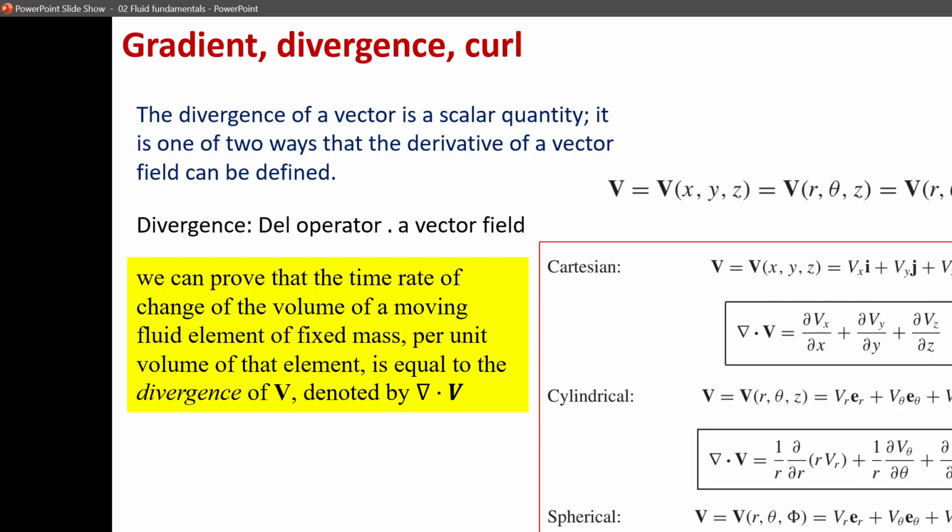Okay? So just for practice, let's do this. We said that the del operator is this vector, again in Cartesian coordinate systems. We are taking the dot product of this and the velocity vector, Vx i, Vy j, and Vz k, Cartesian coordinate system, or u, v, w, same thing. What is the result of this operation?